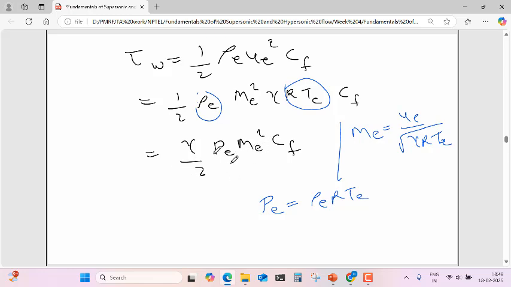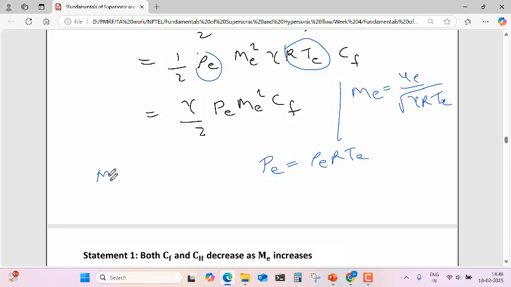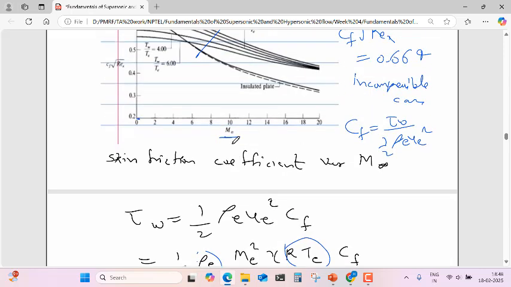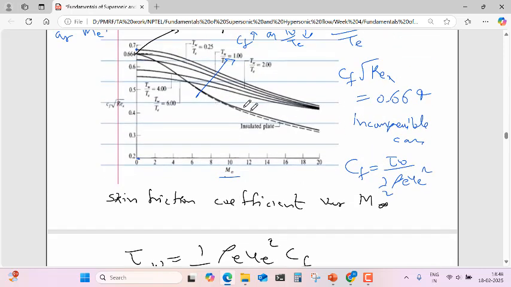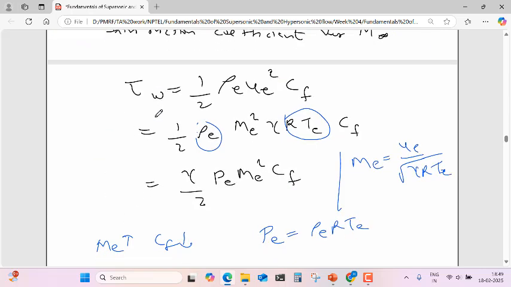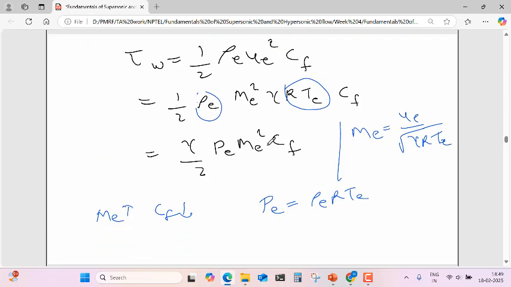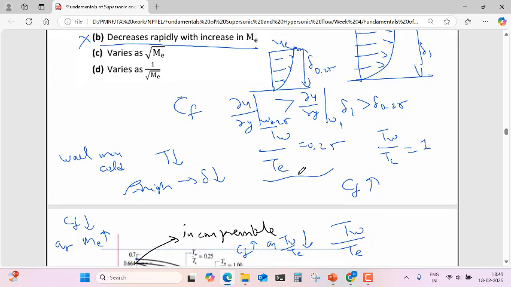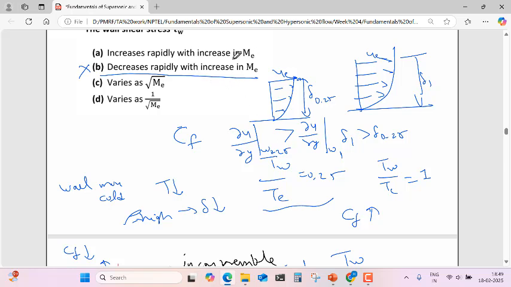So here, if Mach number is increasing, you know that CF is decreasing. But the change in CF is very small, while for tau W we have the term Mach number squared. So this term will increase more rapidly than the decrease in CF. So our tau W will also increase rapidly with increase in Mach number.